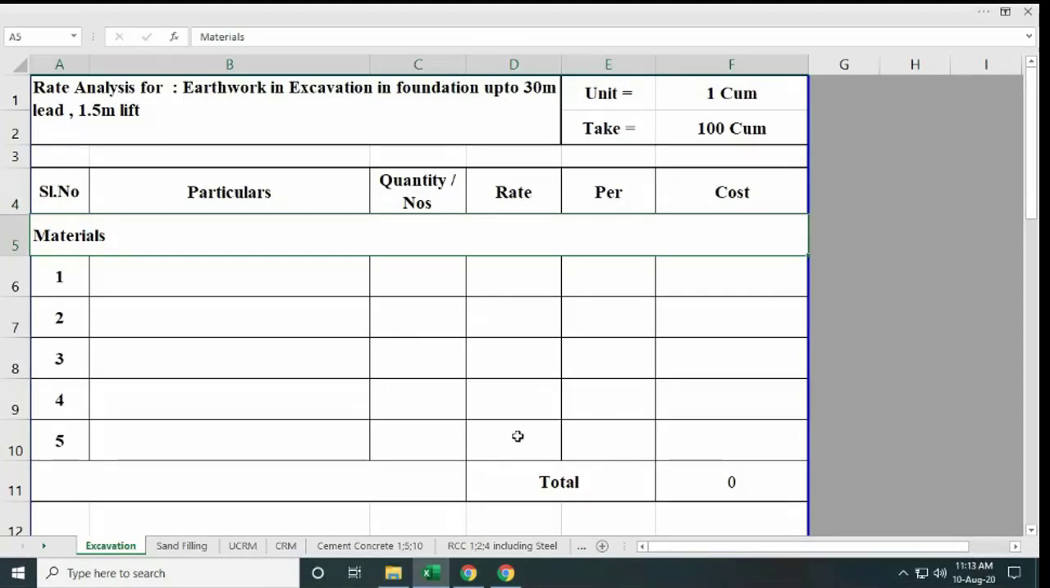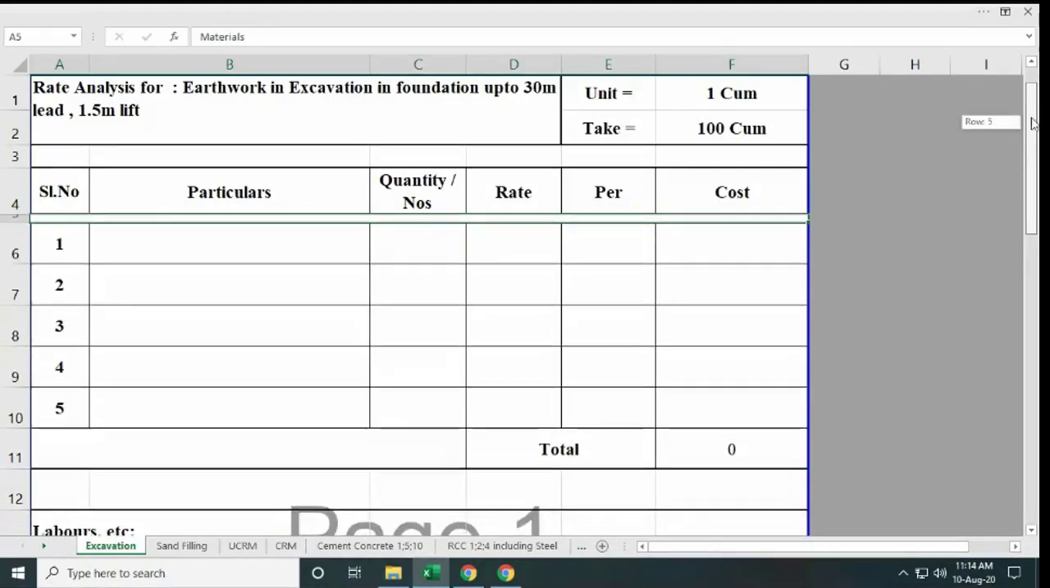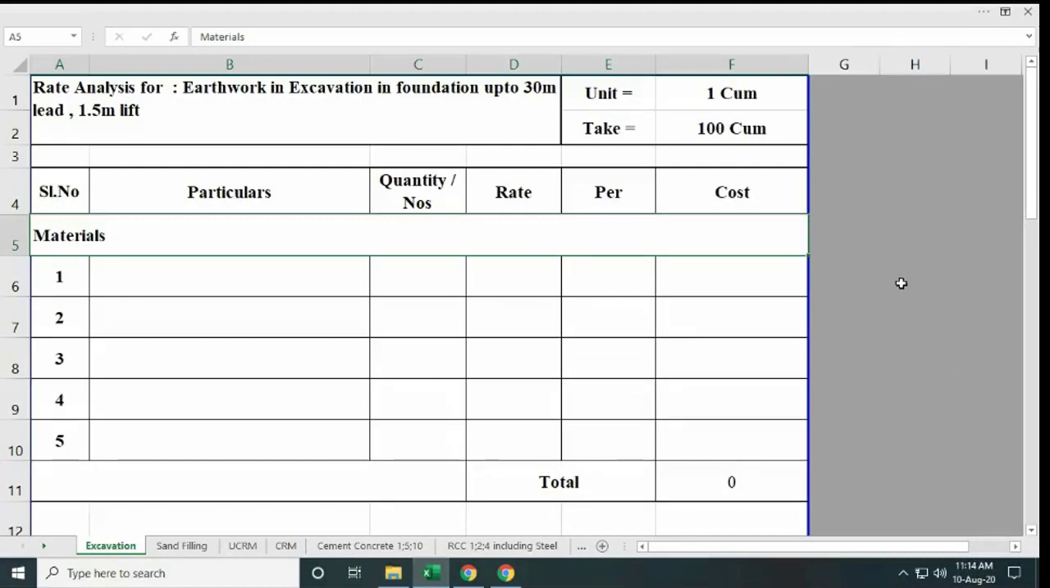In this way we do the rate analysis of any item of work. Now the first one is earthwork excavation. In earthwork excavation, no material is required at all, so the material columns and rows will be blank. Only labor is required to do the calculation, so this will be blank.